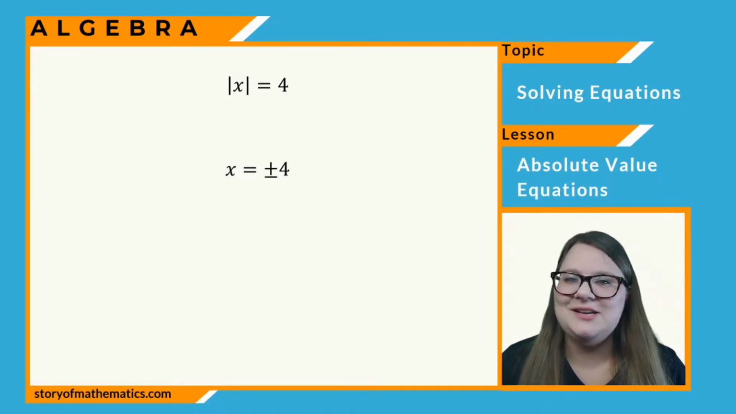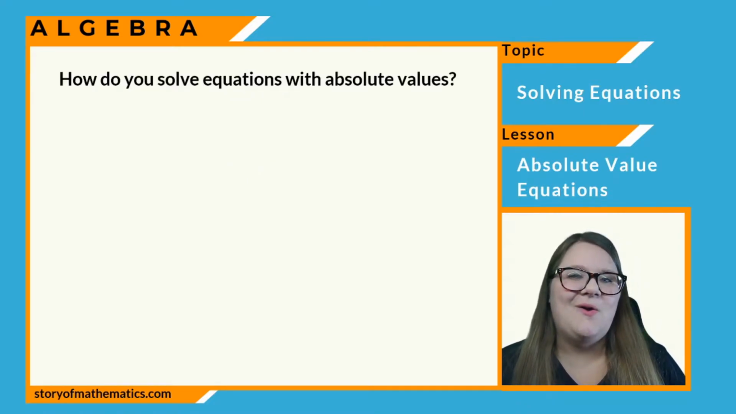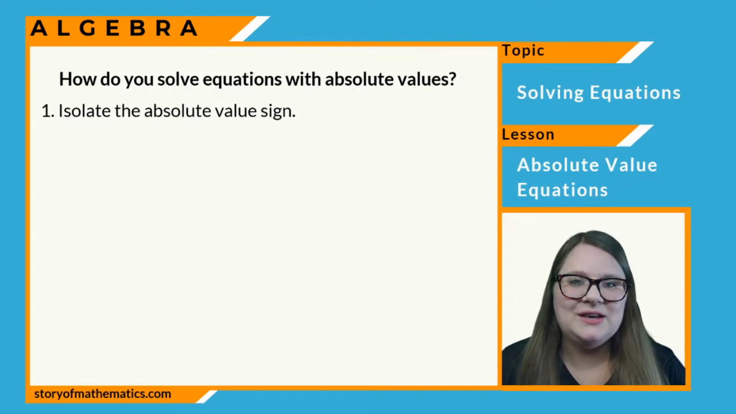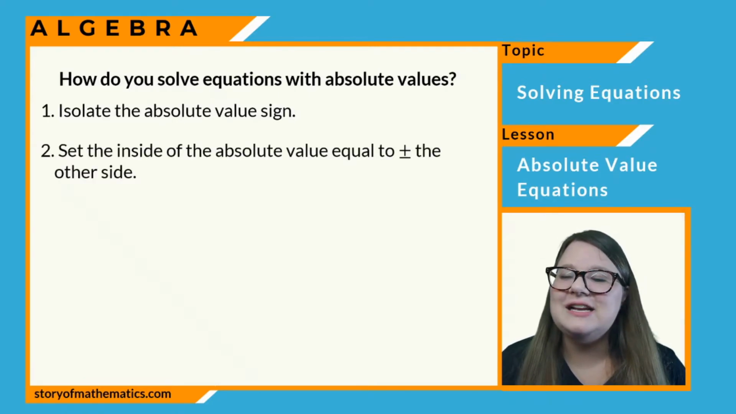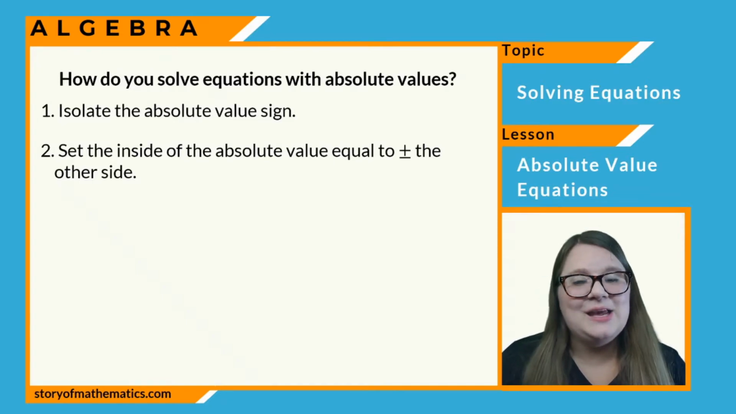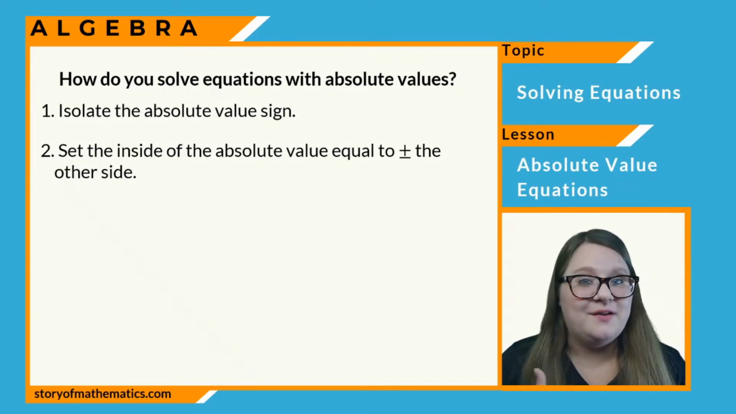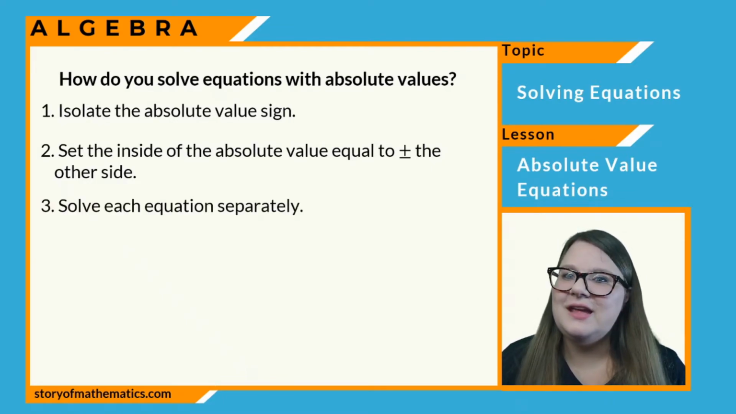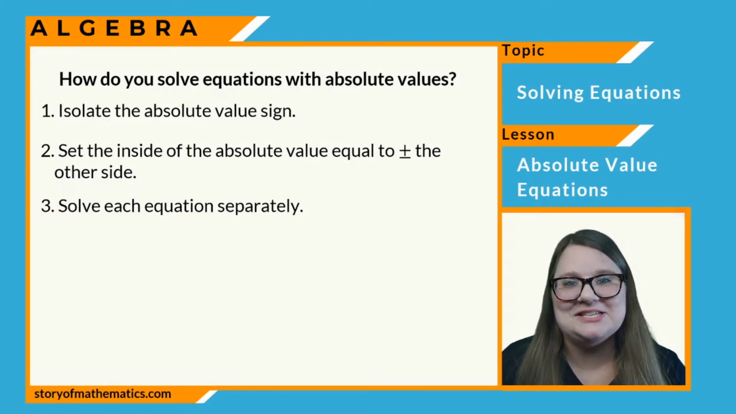So let's use what we just learned in order to create steps to solve absolute value equations. Our first step will always be to isolate the absolute value sign. You want to think of it almost like it's parentheses, and you want to get everything that's outside of it away to the other side of the equation. Then you're going to set whatever's inside the absolute value equal to positive and negative the other side, just like when we did the absolute value of x equals 4 means that x equals positive or negative 4. Then you're going to solve each equation separately. Keep in mind that you basically just created 2 equations.